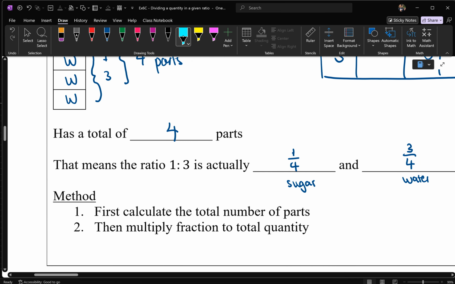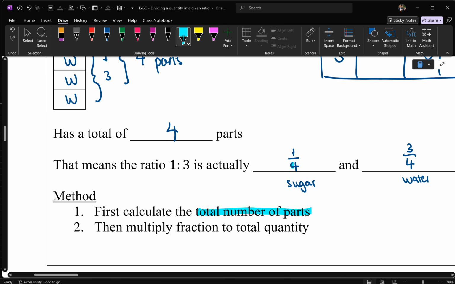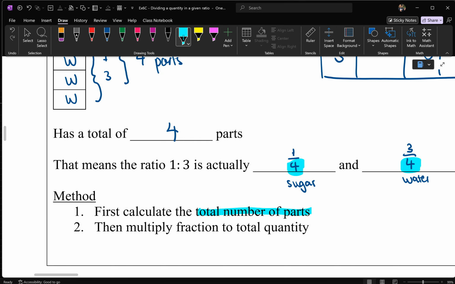You're literally doing the first part. Method 1 is you first calculate the total number of parts. So you need to know how many parts there are. So there's 4 parts in total. And then you multiply, that's the key thing, you multiply the fraction by the total quantity. This part is where we're going to practice.